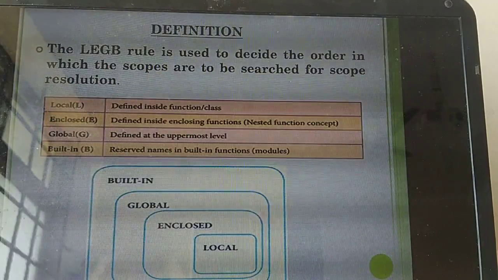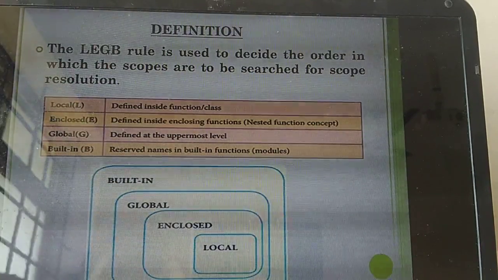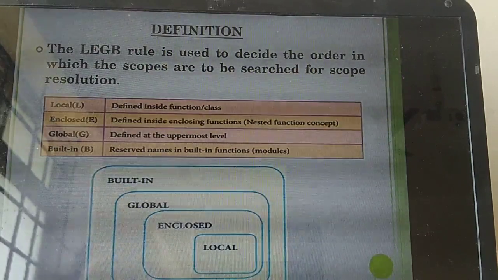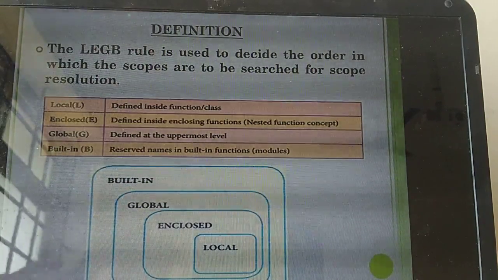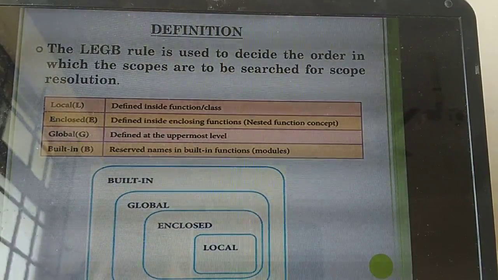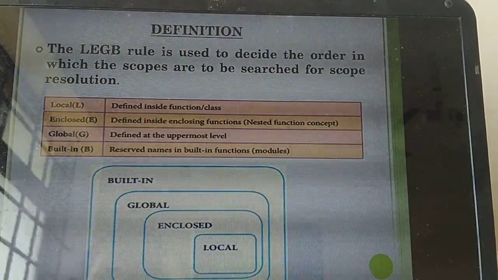Next one is global. Global means the name itself is globally available, that means worldwide. Global means it is defined at the uppermost level. Sometimes they will ask a 1-mark question: which scope is available at the uppermost level? Global scope. Understand now?